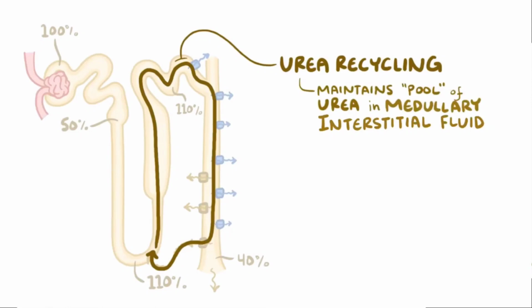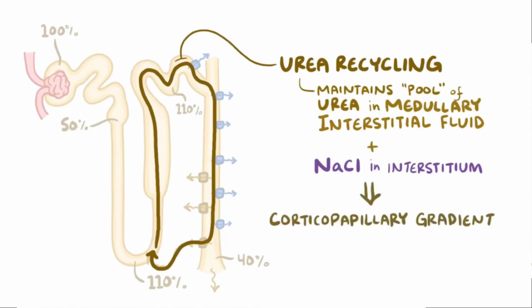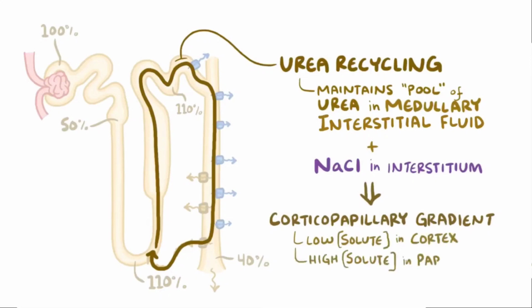This, together with the high concentration of sodium chloride in the interstitium, helps to establish the corticopapillary gradient, which remember is a concentration gradient with a low solute concentration in the cortex and a high solute concentration in the papilla, which is the innermost tip of the medulla. And this corticopapillary gradient drives the movement of water from the lumen into the interstitium, which allows that water to get reabsorbed back into the blood instead of getting lost in the urine.